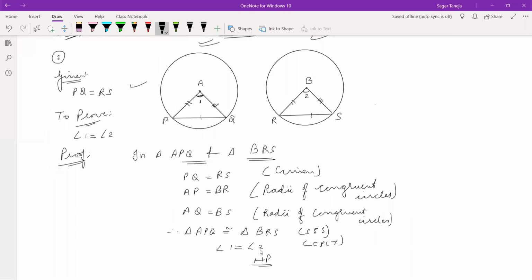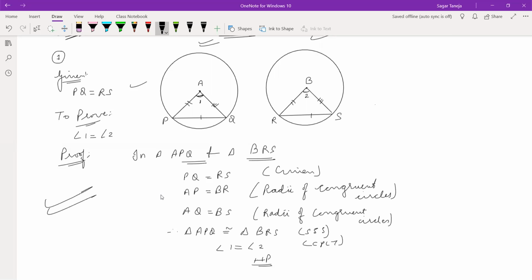There we have drawn only one circle. In one circle we have drawn the two chords, and here we have drawn two chords in two different congruent circles. That's it. And in the proof, the difference is only of this word. There we have written radii of the same circle, here radii of congruent circles. That's it, and everything is the same. So the first question is done.